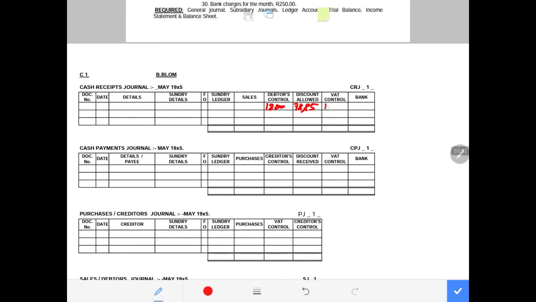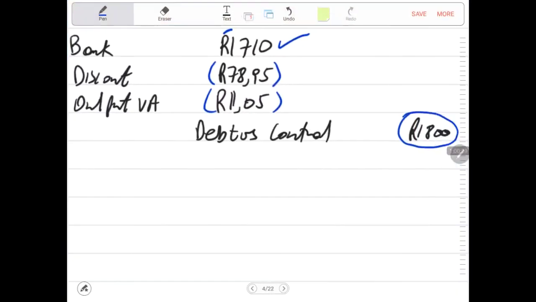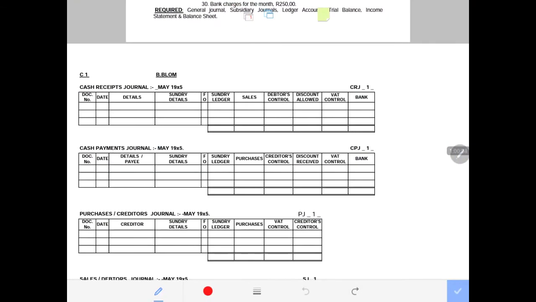Then after we have 11.05 and we have 17.10 here. These two are negative, so that 1.8 minus this will give you 17.10. Make sure that you capture it in that manner. Your total of your bank must be debtors control minus discount and minus VAT. Then we have captured these two. Then we go to the next transactions.